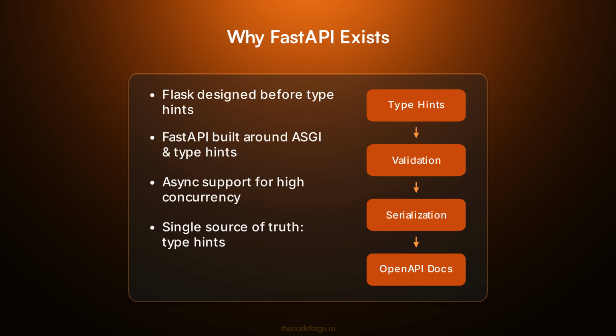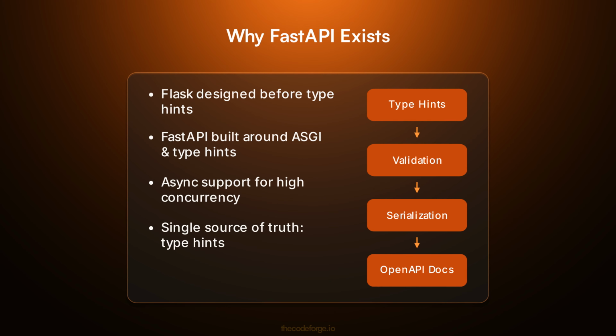Flask was designed in 2010, before Python type hints and async/await. FastAPI was designed in 2018, specifically around type hints and the ASGI standard. When you write a type hint in FastAPI, the framework reads it at startup and uses it to validate incoming data, serialize outgoing data, and generate documentation. You write the types once and get 3 things for free.